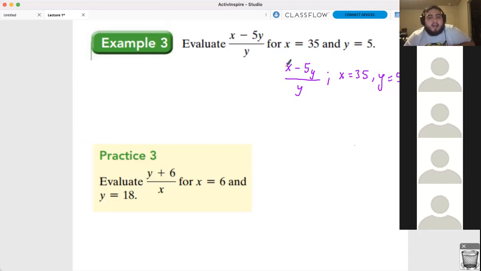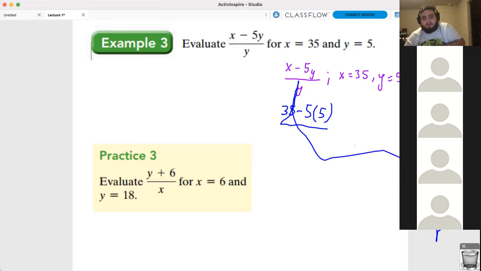Instead of x, I'm going to plug in 35, minus, bring down the 5. Now remember, 5y means 5 times y. When a number and a letter are next to each other, they're being multiplied. So I'm going to use parentheses for multiplication and plug in 5 for y. Over y, and y is just 5.